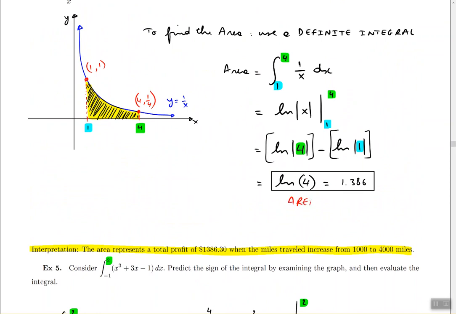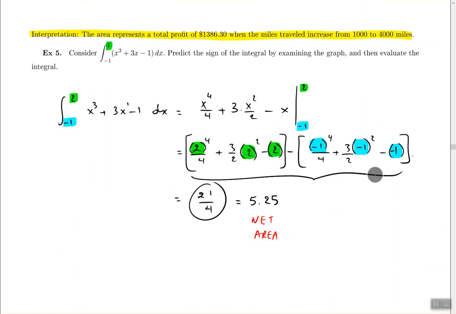So this amount that we got over here is in fact the physical space underneath the curve. But over here on this problem, the number that we got was not the physical space underneath the curve. It was the sum of the negative parts with the positive parts.